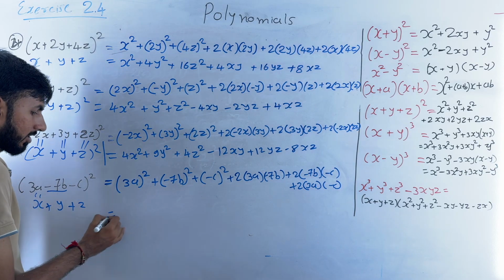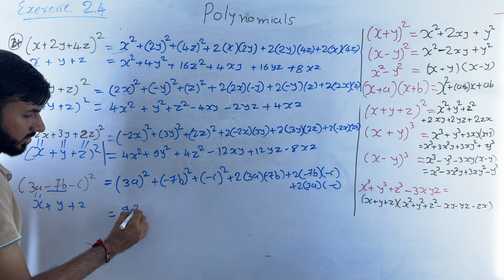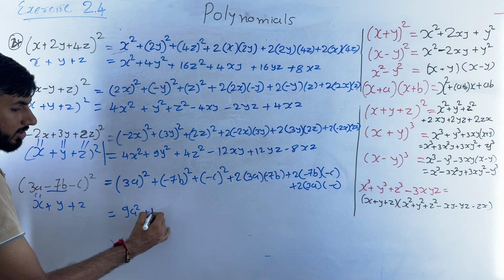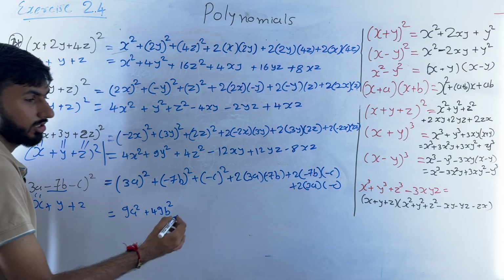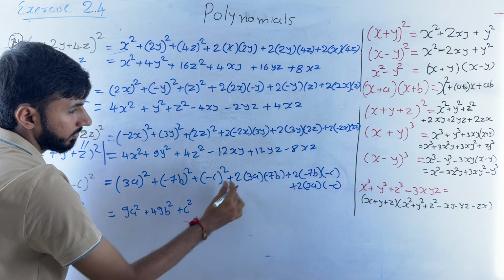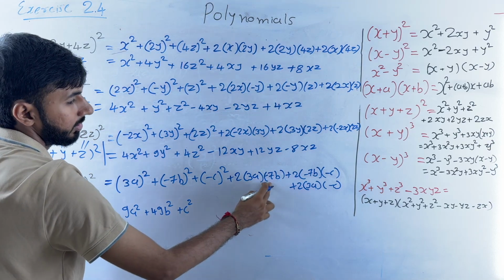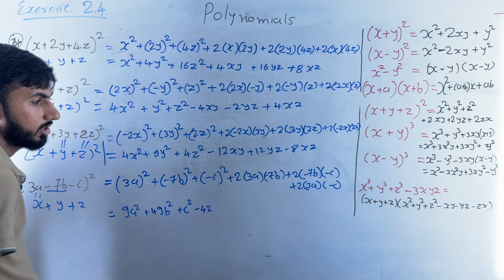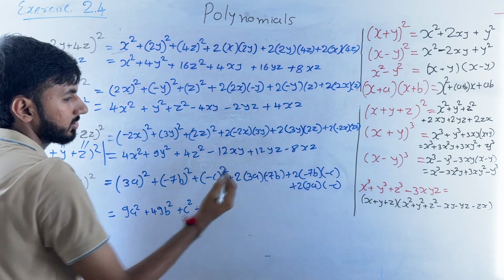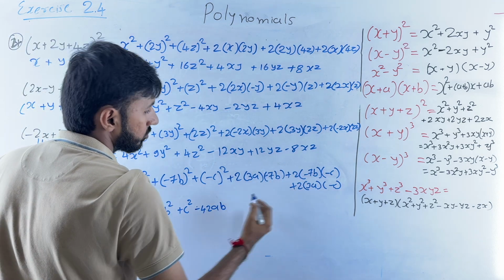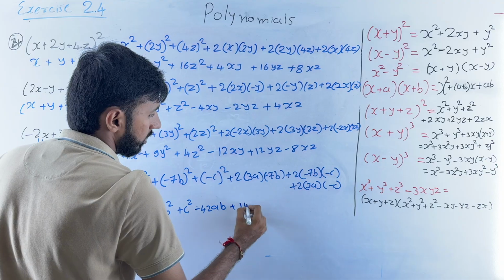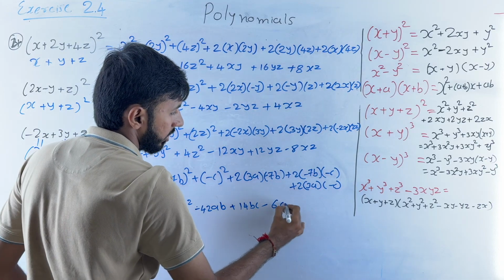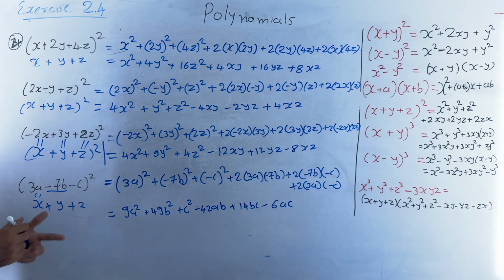So my final answer will be 9a square. Then I have to write plus here because minus 7b whole square, that will be 49b square, right? Minus c square, that will be plus c square. Then 2 multiply 3 multiply 7, that will be minus 42, right? A and b, because I have a minus sign here. Now here I have 2 minus signs, so it will be plus 14 b and c. Then here I have minus 6 a and c. So this is my answer for the fourth one.